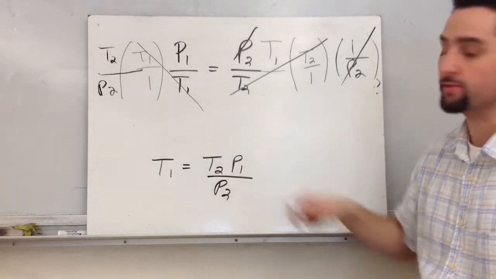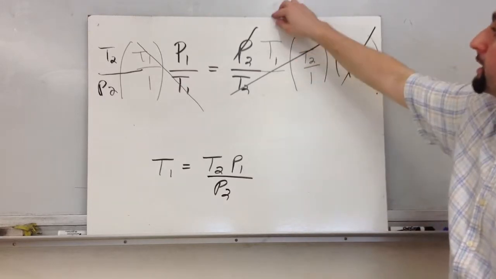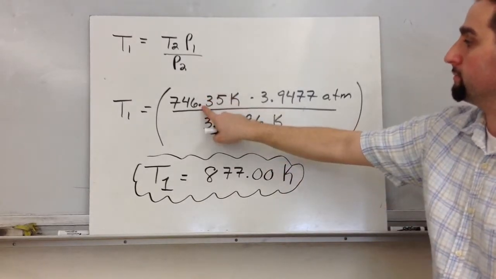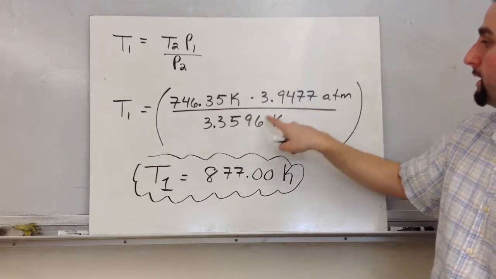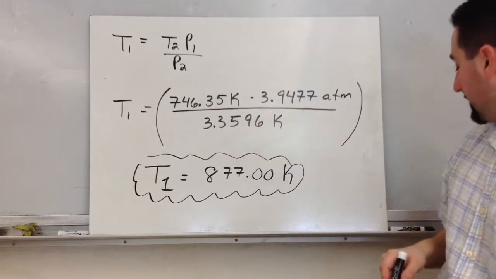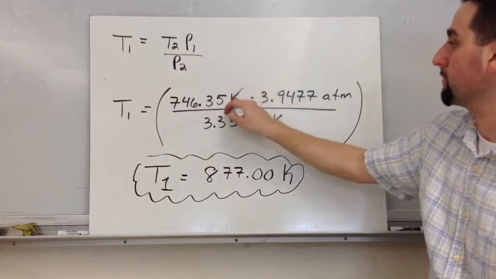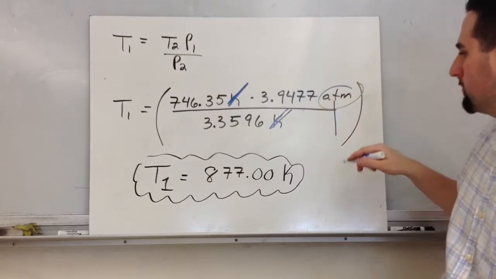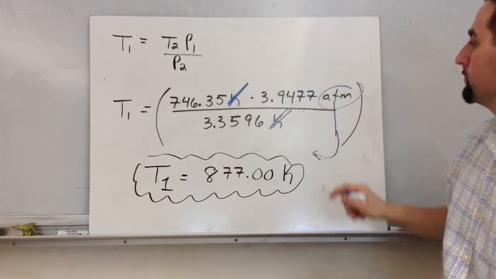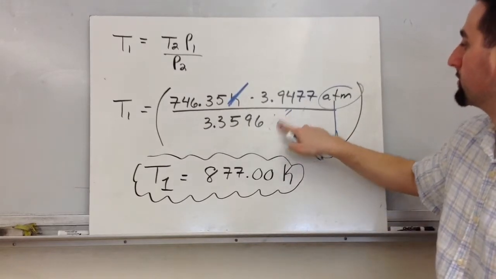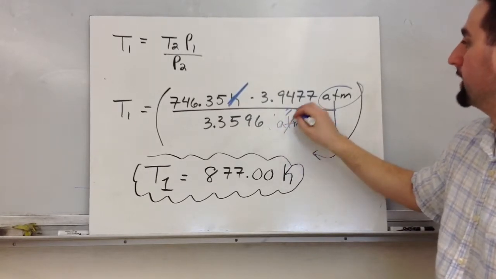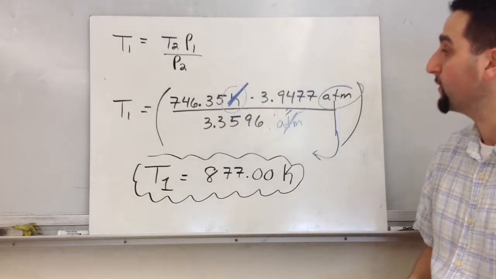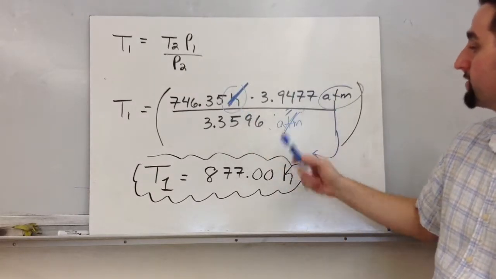We know these three variables from the previous slide, so it's simply plugging these values in. Here's our T2, here's our pressure 1 and our pressure 2. Our Kelvins are going to cancel, a K for a K. The ATMs cancel, and we're left with Kelvin.